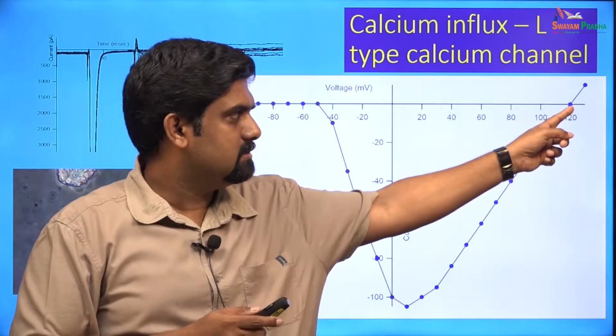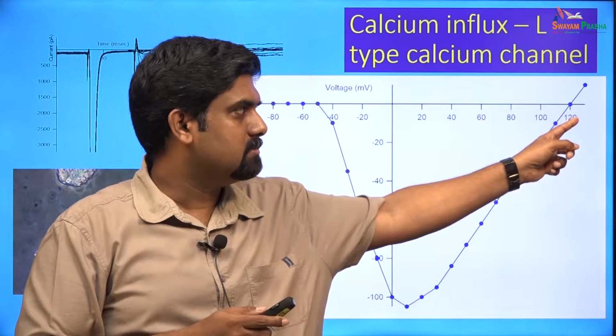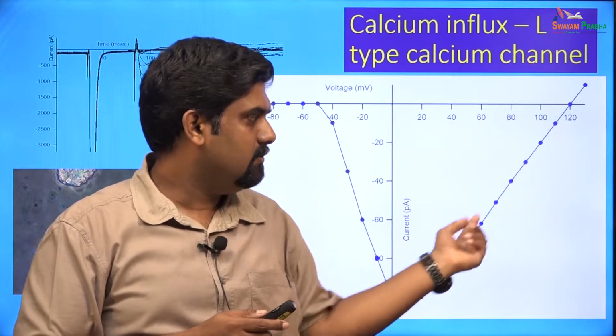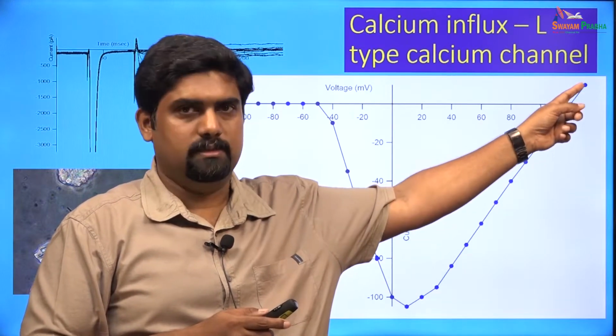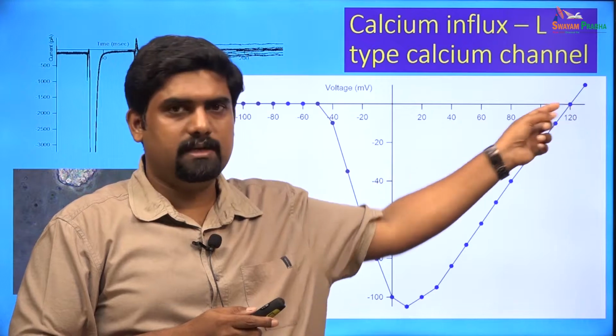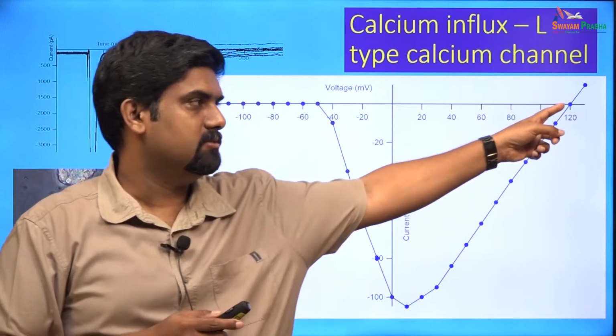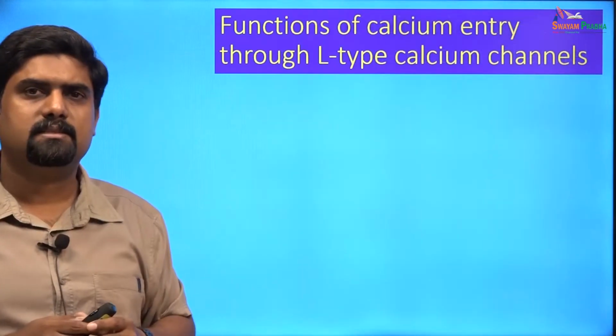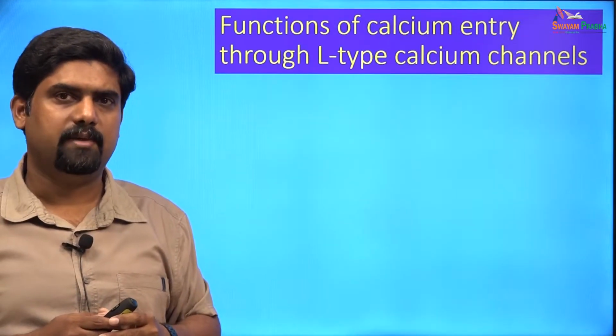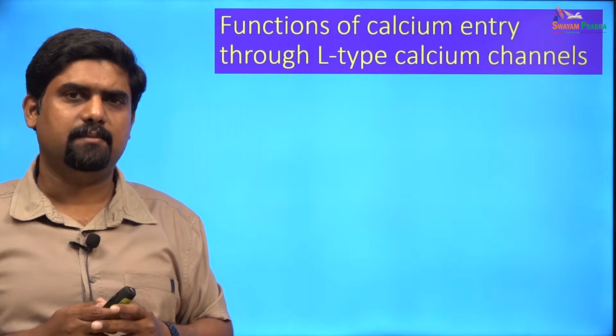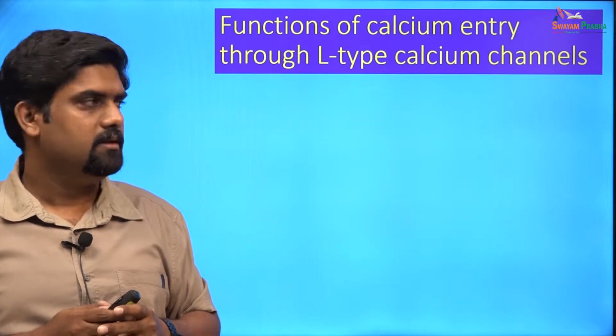Now when the membrane is depolarized beyond plus 120 millivolts, this inward calcium current becomes outward. So this is the reversal potential for calcium, or the equilibrium potential for calcium. Now let's discuss the functions of these L-type calcium channels. So where are these L-type calcium channels present?